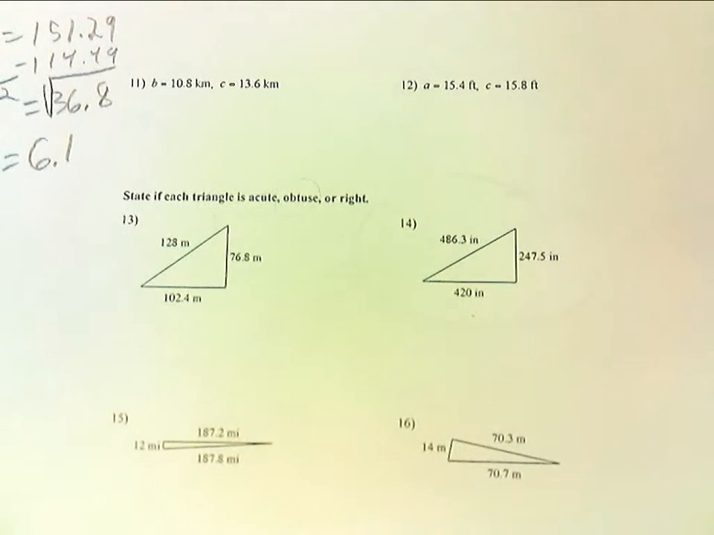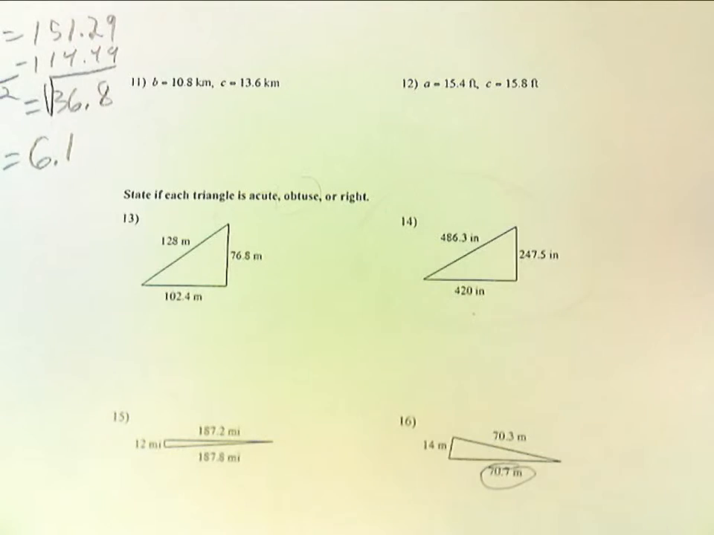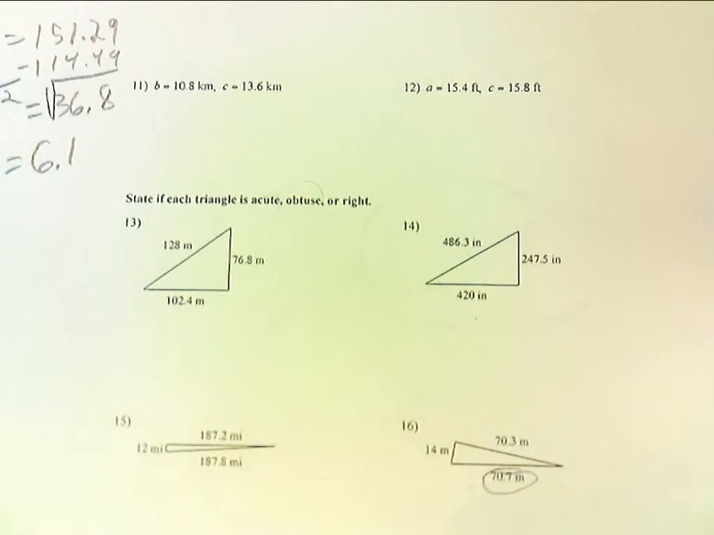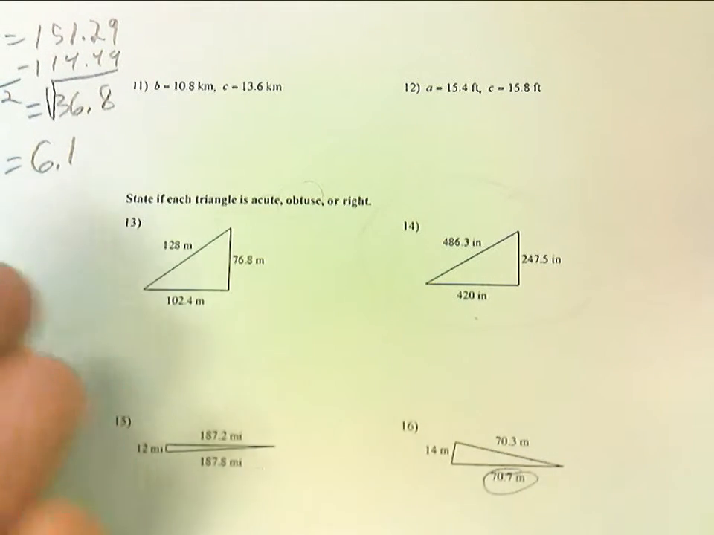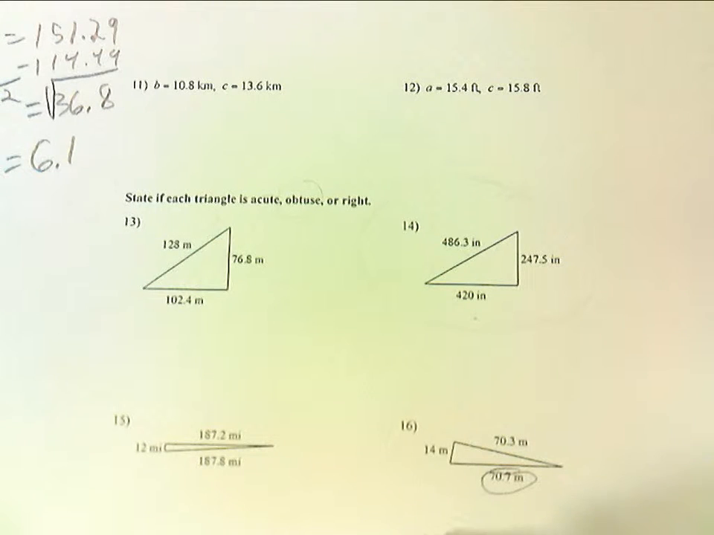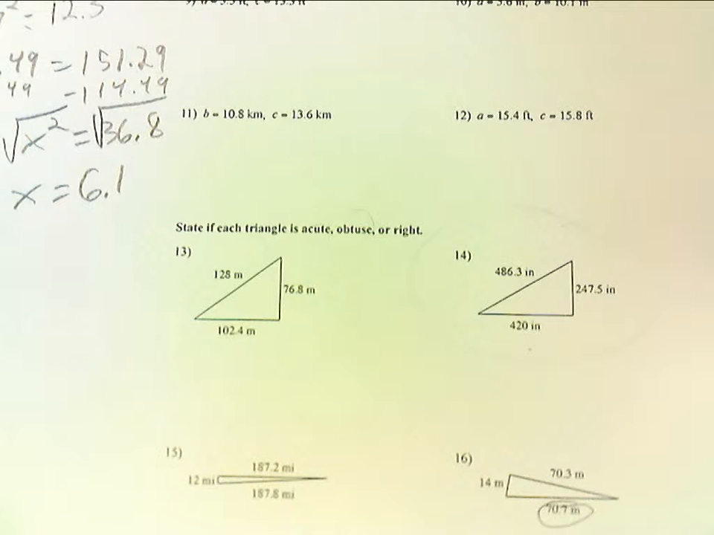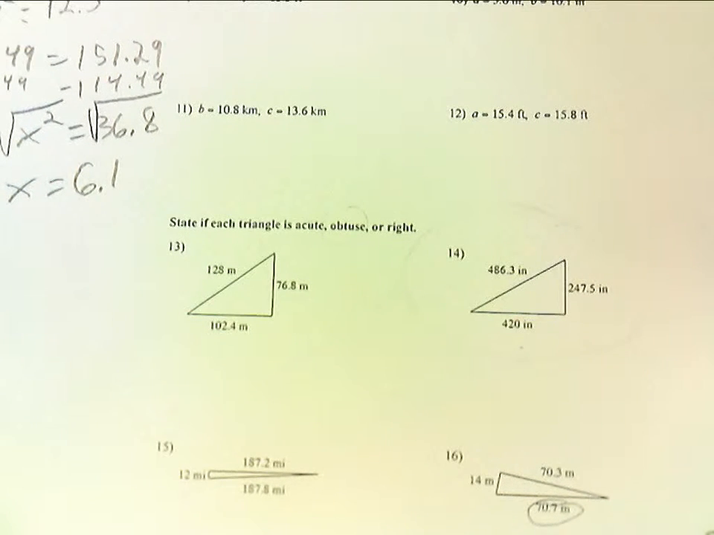To start these, I'm going to identify my longest side first. So on 16, the longest side is 70.7 right there. So I'm going to set this up like I was going to solve for each side using the Pythagorean theorem. I do 14 squared plus 70.3 squared is equal to 70.7 squared. And then I just square those and add the two together on the one side. So 14 squared is 196. 70.3 squared.